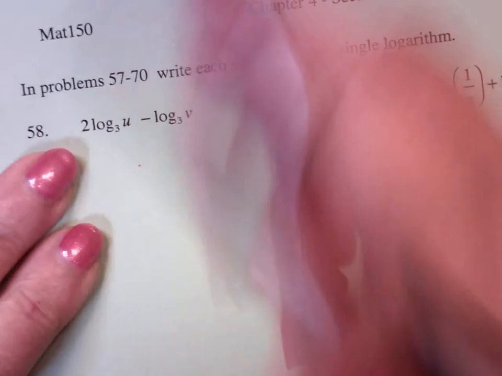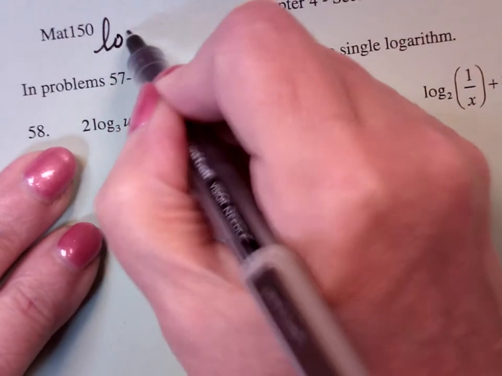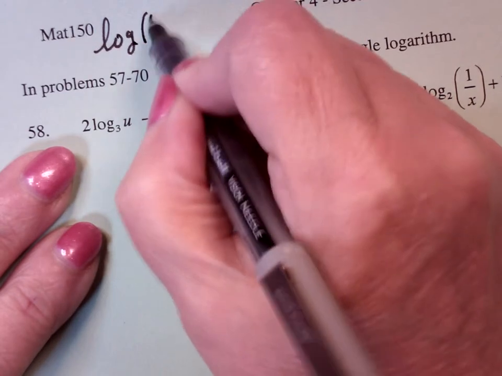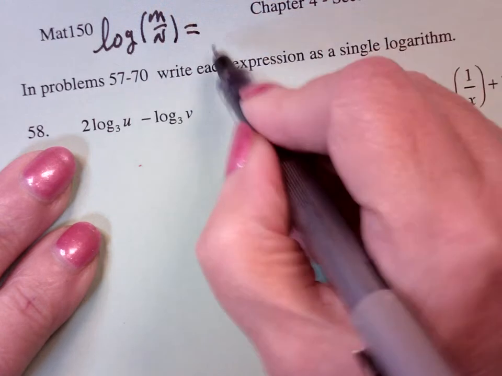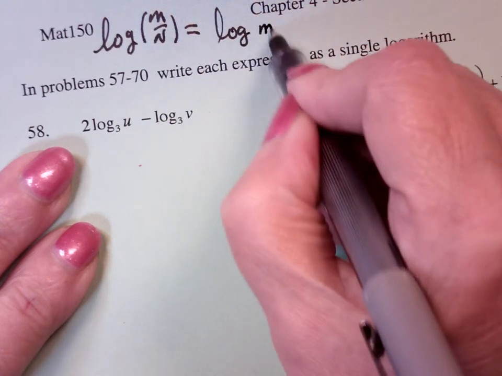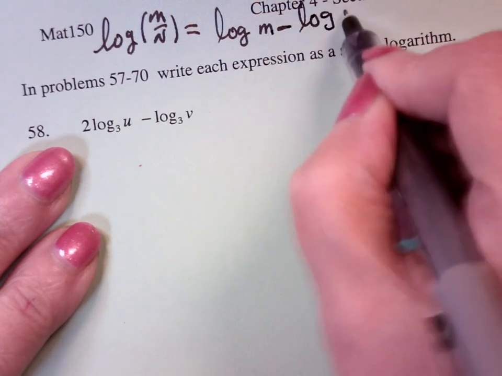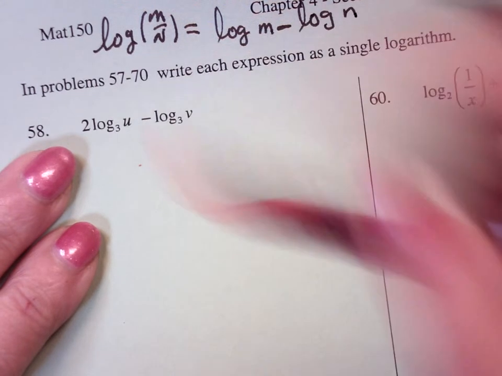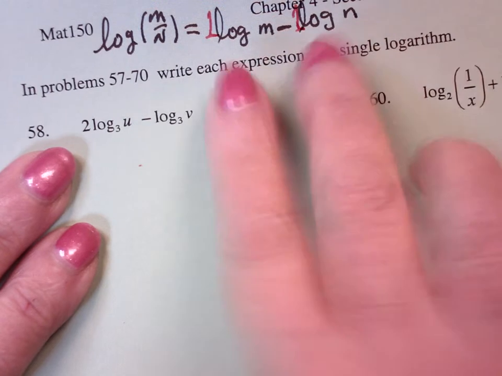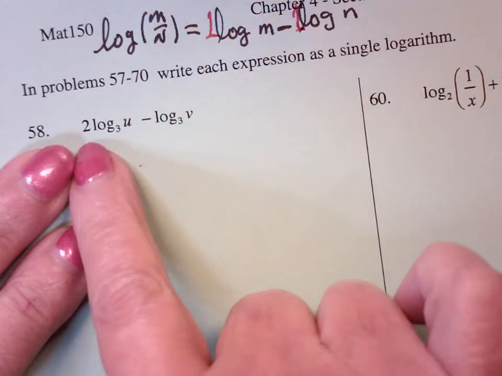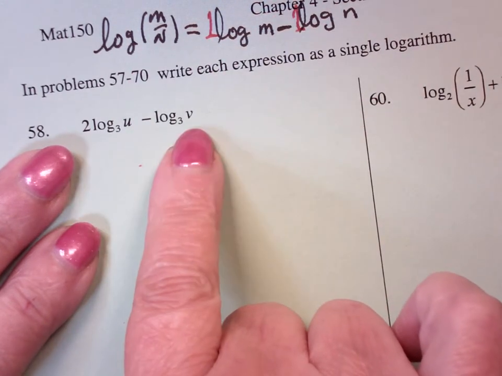Because in this first one, I'm looking at the property that says that the log of m divided by n is the log of m subtract the log of n, and you notice that the coefficients here are 1. So I can't bring this back and use this property unless the coefficients are 1.